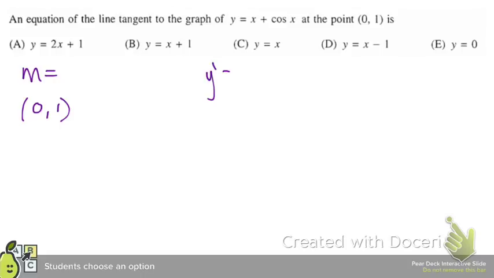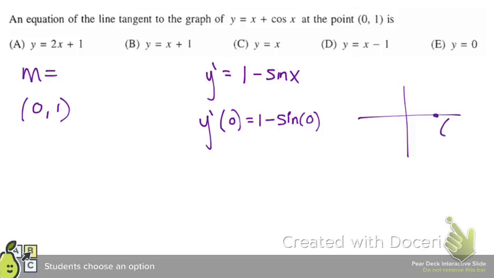And the slope of a tangent line is the derivative. So the derivative, y prime, would be the derivative of x is 1. The derivative of cosine of x is negative sine of x. And if I evaluate that at the x value we're looking at, which in this case would be 0, I get y prime of 0 to be 1 minus sine of 0. Well, sine of 0, if you think about the unit circle, sine of 0 radians, this is the point 1, 0. And sine is always the y-coordinate. So sine of 0 is 0. So this would be 1 minus 0, or 1. So my slope is 1.